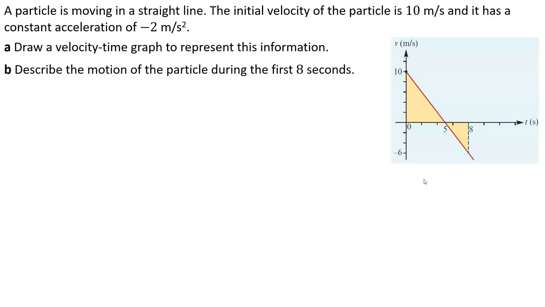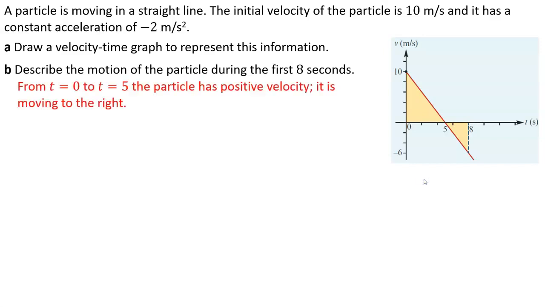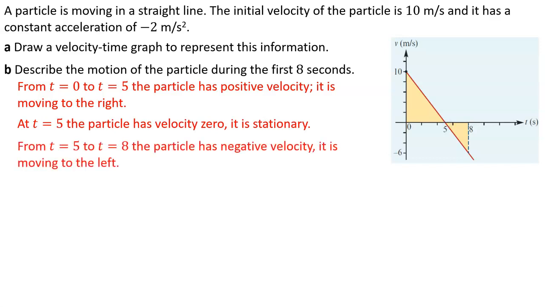So the motion of the particle during the first 8 seconds. Between t equals 0 and t equals 5, the velocity is positive. It's above the t-axis. Because the velocity is positive, that means the particle is moving to the right. At t equals 5, the particle's velocity is 0. That means it's stationary. From t equals 5 to t equals 8, the particle has negative velocity. That means it's moving to the left.